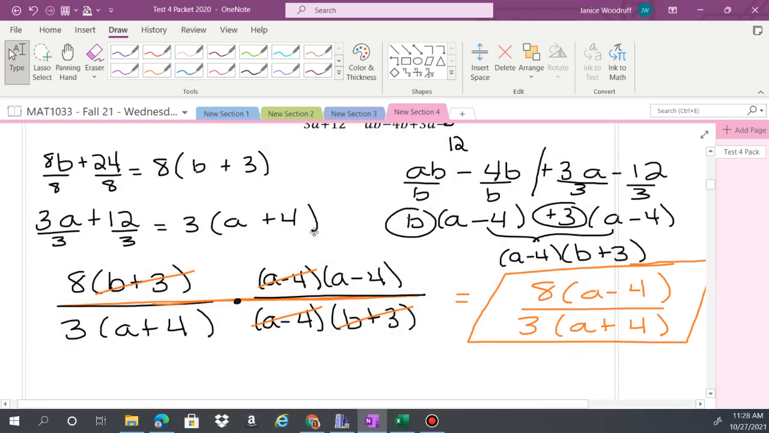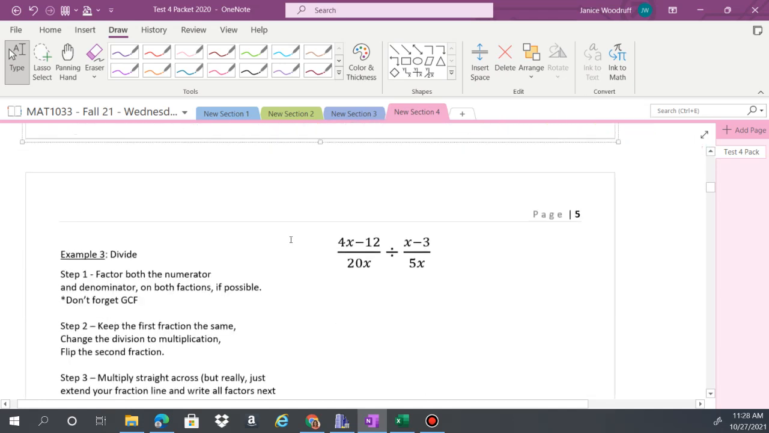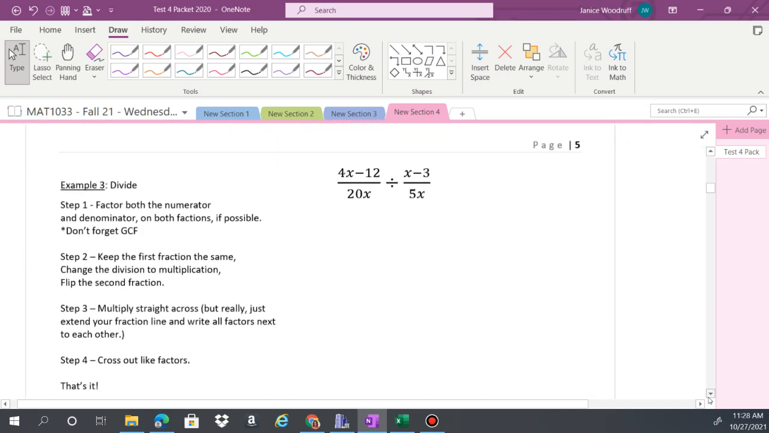Any other questions? All right, now dividing is same as multiplying, except you just have that keep, change, flip. So you can do that right away, or you can do it after you factor. It doesn't really matter, okay? I like to factor first. So let's take a look here. So 4x minus 12, I think we can factor that. What are these both divisible by? 4. Okay, so 4x divided by 4 would give me x, and then 12 divided by 4 would give me 3.